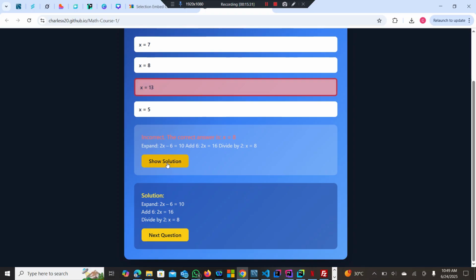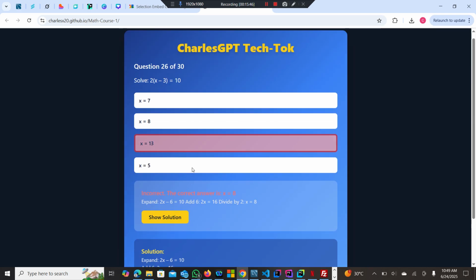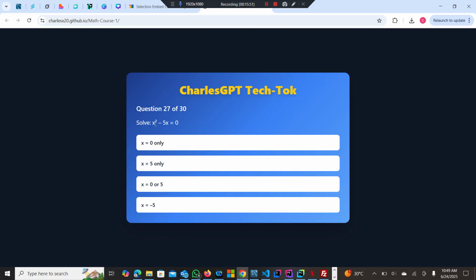Showing the solution, we have expand 2x minus 6 equals 10, then add 6, 2x equals 16, then divide by 2, x would now equal 8. So this is just a brief solution I added for understanding. So that's it. Next question: x squared minus 5x equals 0.